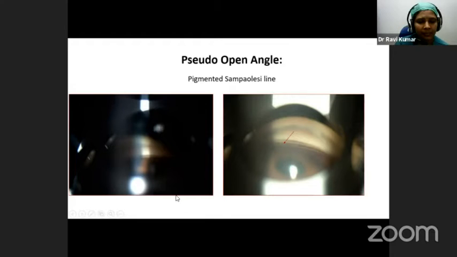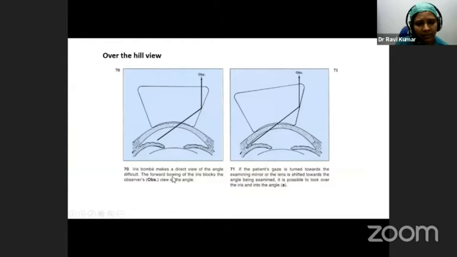If we don't have an indentation gonioscope with a three-mirror or a single mirror Goldmann lens, we can also do a manipulative gonioscopy to see the over-the-hill view. Ask the patient to look into the mirror, or we can shift the lens to the angle where we want to see. We will be able to look over the iris and into the angle. So this can be done in non-indentation gonioscopy.